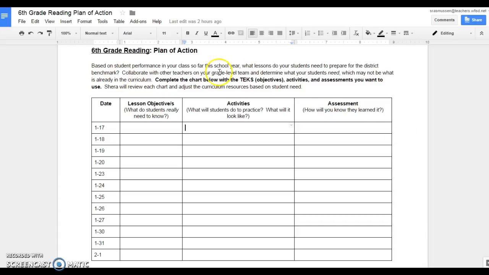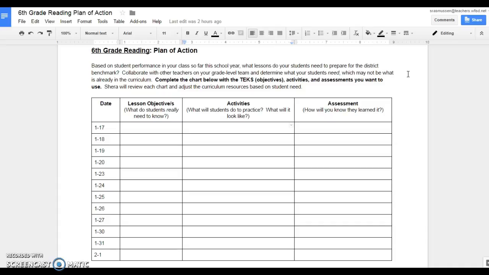I want you to collaborate with other teachers on your grade level team and determine what your students need, which may not be what's already in the curriculum. We do have a planning calendar that tells you which unit you're supposed to be focusing on, but we're really trying to prepare for that benchmark so that we can get an accurate picture of where our students are. So from the first semester, what do you think about where your students are?